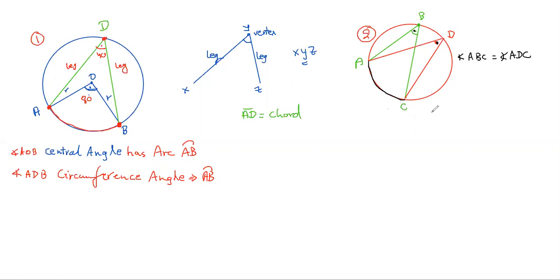Any 2 circumference angles lie on the circumference of the circle. That's why they are called circumference angles. If they have the same arc, they are equal. Now this is number 2. We have to know the name of the things. Number 3.